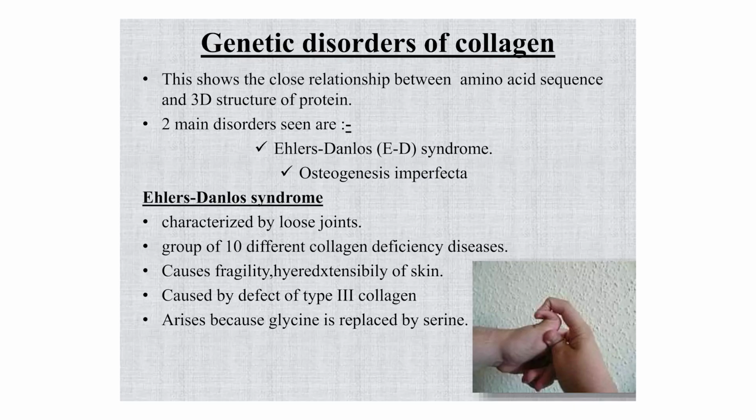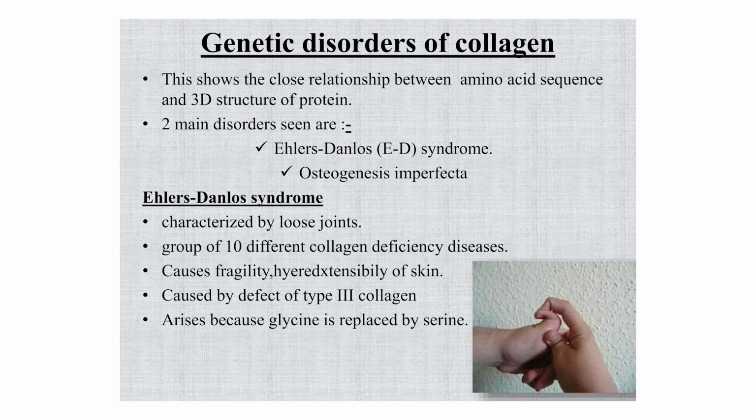from skin. Now, glycine and proline, these bulky and charged amino acids, favor disruption of the helix. The disruption of the helix is important as it introduces additional folding to the polypeptide backbone to allow it to form a globular protein. Now, genetic disorders of this collagen. Now, we know that this shows the close relationship between amino acid sequences and the 3D structure of protein.